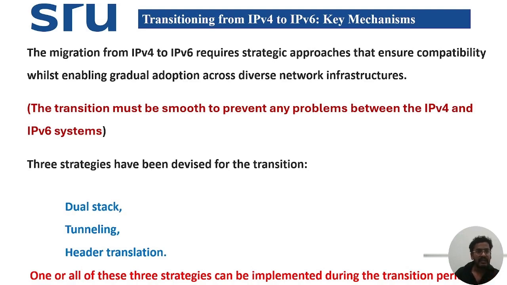So the transition must be smooth to prevent any problems between IP version 4 and IP version 6 systems. Here three strategies have been devised for the transition purpose. One is the dual stack method, another is the tunneling method, and the third is the header translation method. One or all of these three strategies can be implemented during the transition period.